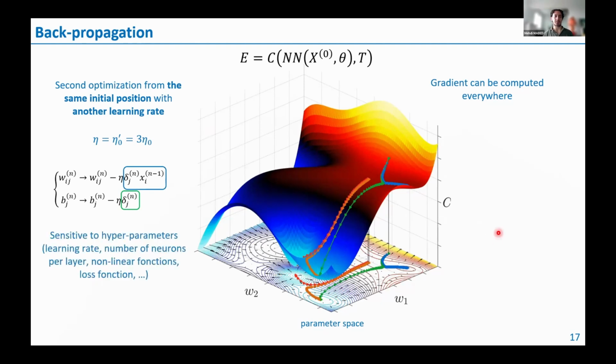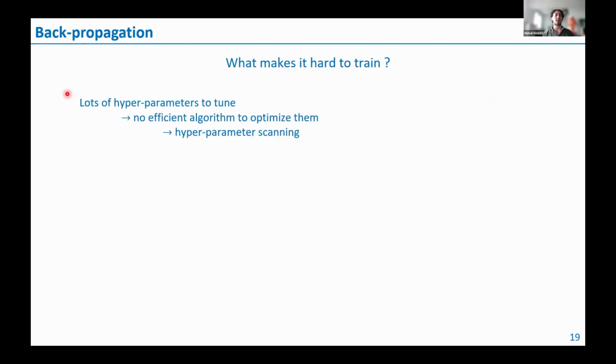So this shows that the gradient descent procedure is very sensitive to the hyperparameters, which are all the parameters that are not trained during the training phase, but are up to the user. So there is the learning rate I showed you, but also the number of neurons per layer, the choice of the nonlinear function, and so on and so on. So this makes the training quite hard. And in fact, the fact that there is no efficient algorithm to optimize those hyperparameters makes AI users struggle quite a lot, because we have to tune those hyperparameters by hand.